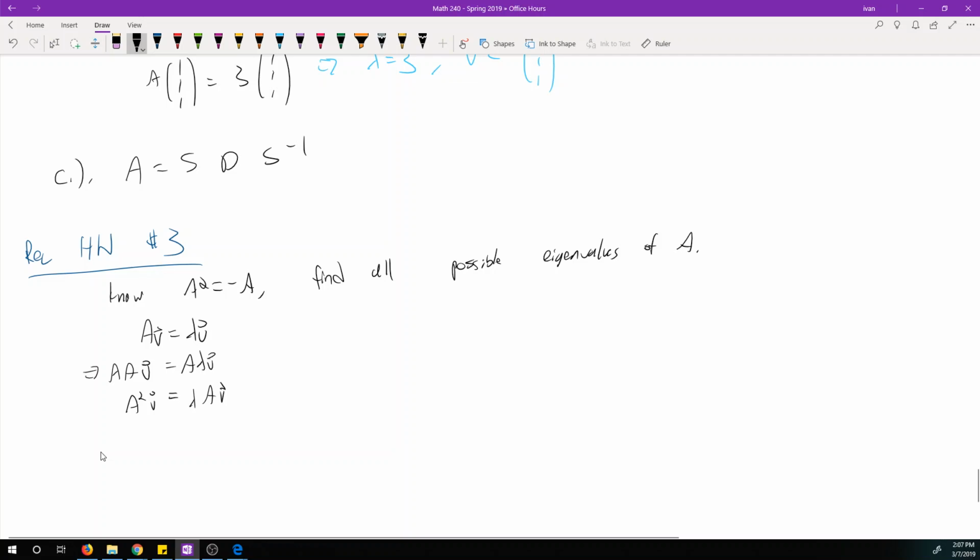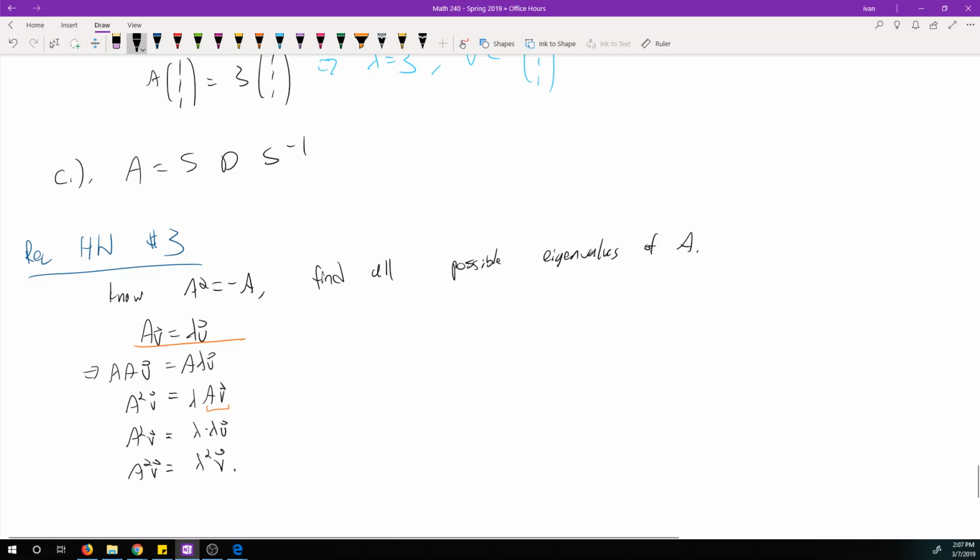Okay, but what is lambda V? What is A times V here? This is just lambda V, right? Because of that definition. So now you get A squared V is equal to lambda times lambda V, right? So A squared V is equal to lambda squared V.